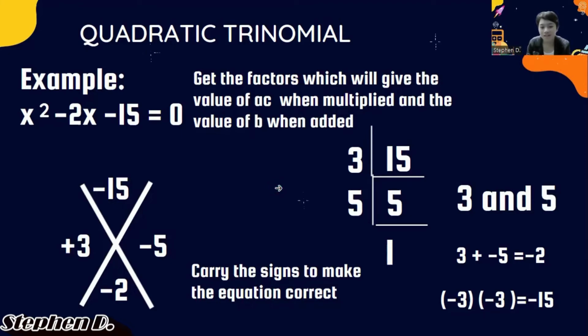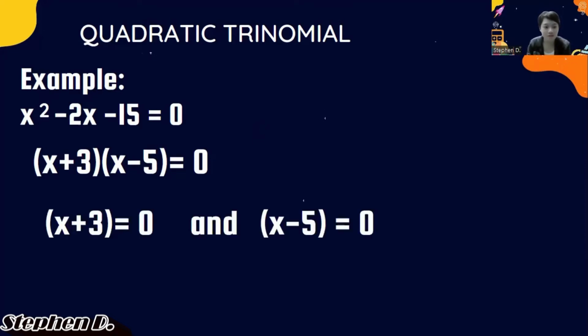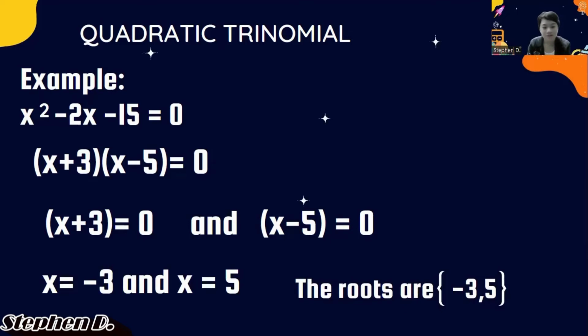So make sure that the signs are correct so that our equation is also correct. So x squared minus 2x minus 15 again. Our factors will be (x plus 3) times (x minus 5) is equal to 0. First, we need to use the zero factor property. So x plus 3 is equal to 0 and x minus 5 is equal to 0. So transpose positive 3, transpose negative 5. That's why we got x is equal to negative 3 and x is equal to 5. So our roots are negative 3 and 5.